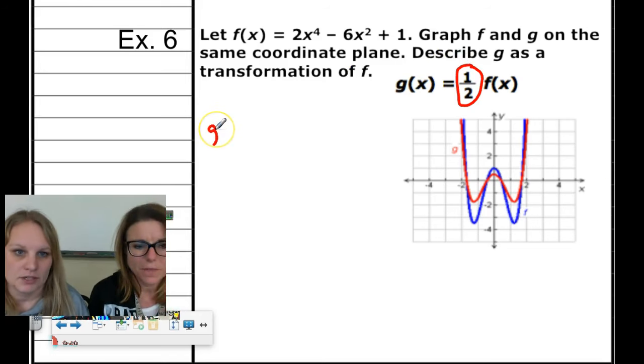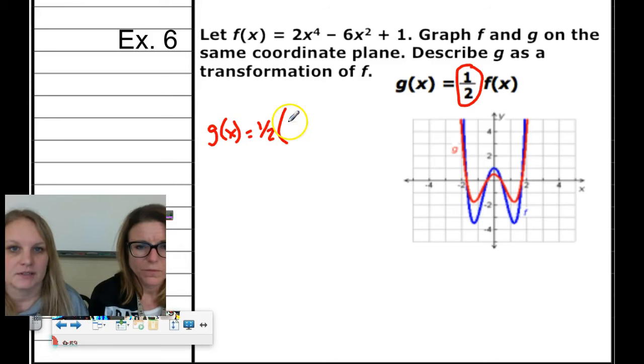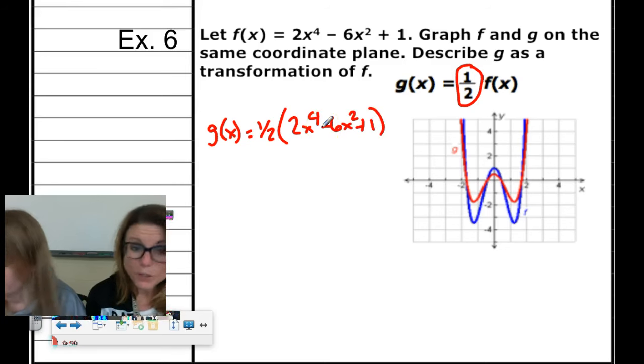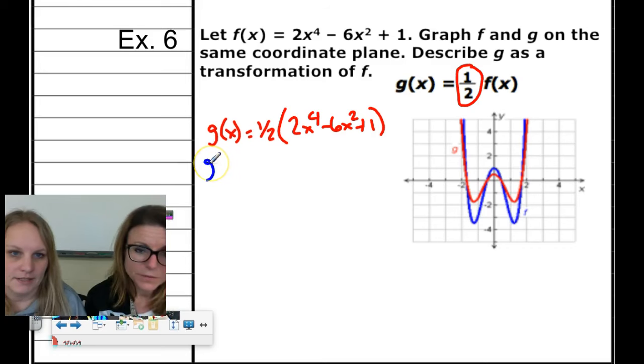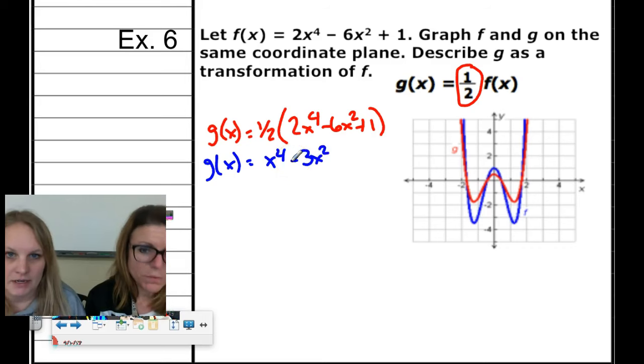So let's do that. So the g of x would equal 1/2 times, 2x to the fourth minus 6x squared plus 1. And now we distribute the 1/2. All right, so then we get x to the fourth minus 3x squared plus 1/2.